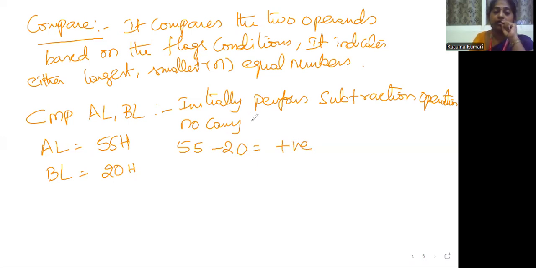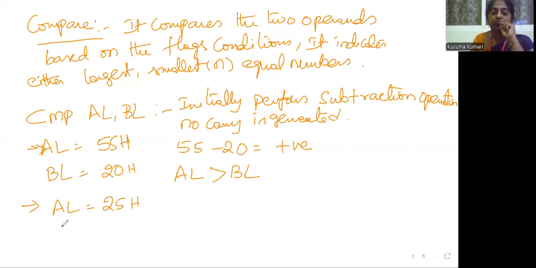So no carry is generated. That means AL is greater than BL. Okay, for example, in the second case, if AL is equal to 25 hexa and BL is equal to 47 hexa, then also it performs AL minus BL.